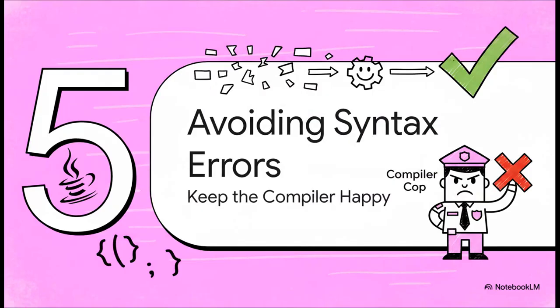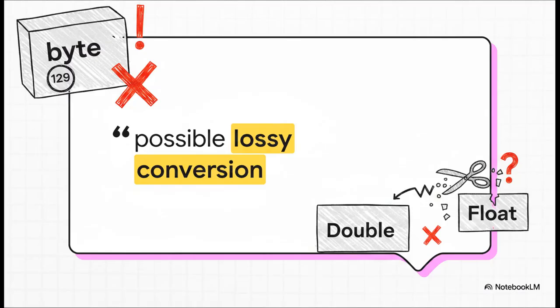All right, bringing us to Section 5, avoiding common syntax errors. Let's talk about keeping the compiler happy. With all these very specific containers we've talked about, it's surprisingly easy to make a mistake. And if you break Java's strict rules, the compiler will stop you dead in your tracks with a pretty notorious error message, possible lossy conversion.